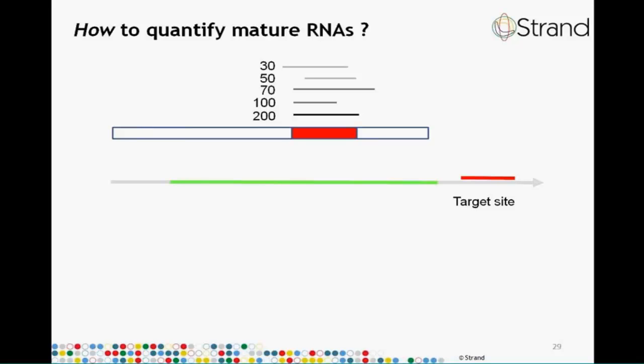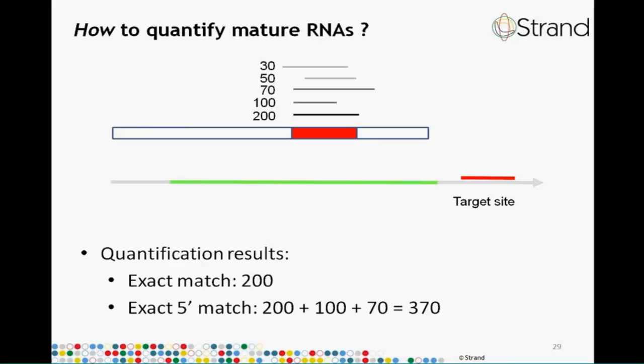So if these were the different read counts, then the default quantification in Avadis NGS would assign a value of 200 plus 100 plus 70 to this particular active region. However, you do have an option of restricting analysis to only the exact matching reads. So you could say that only reads which exactly match the 5' and 3' boundaries of the active region should contribute towards the active region's count, in which case you'll get a value of 200.